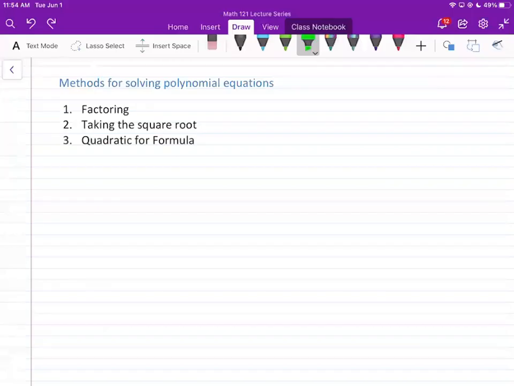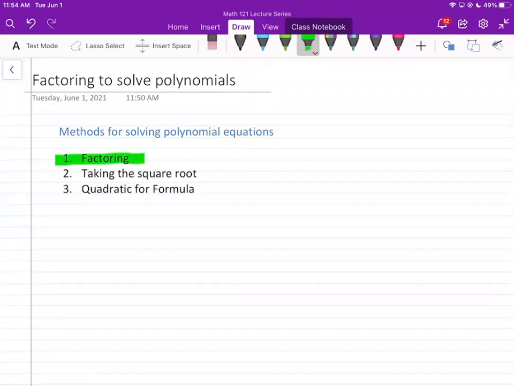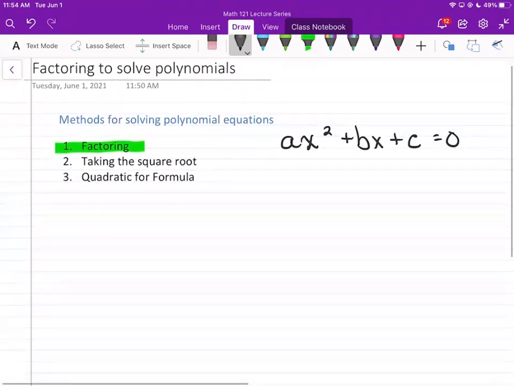In the next few videos, we're going to look at methods for solving polynomial equations. Specifically in this video, we're going to look at factoring to solve polynomials. Remember, in that polynomial equation, we have something like ax squared plus bx plus c equals 0. And that's one of the first things that you have to remember when solving by factoring: the equation must be equal to 0.